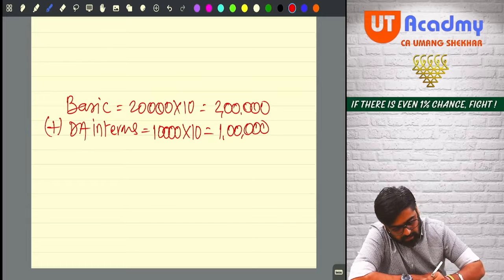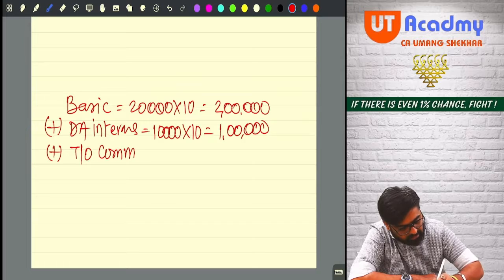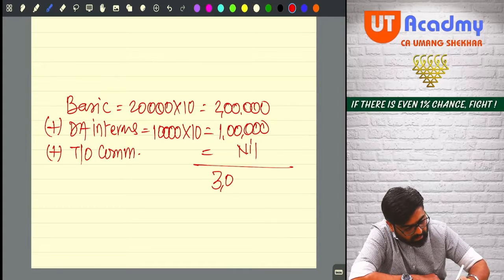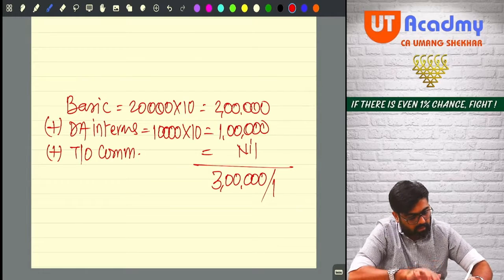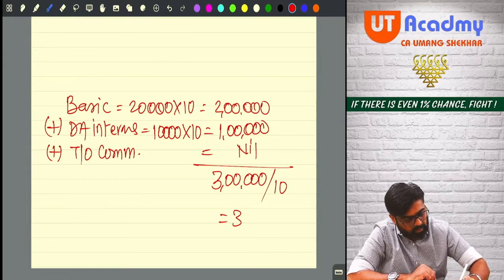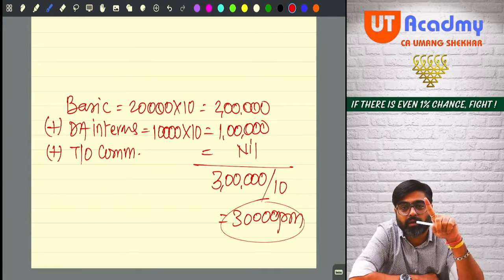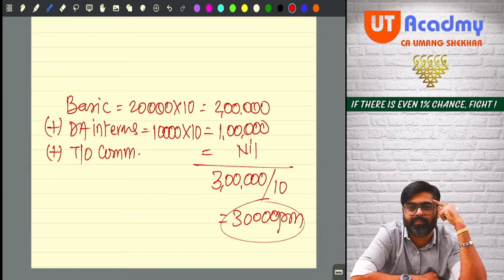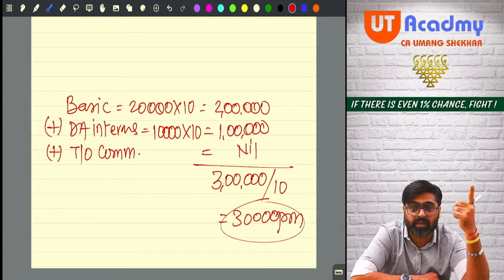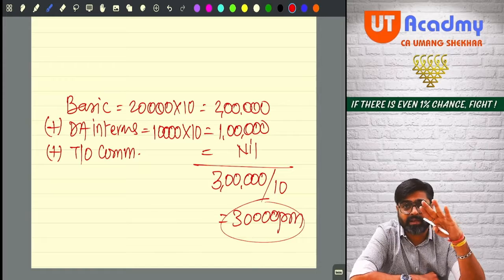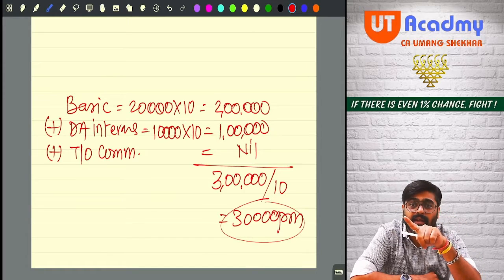Now what was the turnover commission? We read the entire question. Was there any turnover commission? The answer is no. There was no turnover commission. So do I have the 10 month salary now? It was 3 lakh rupees. Now 3 lakh divided by 10, I will get 30,000 per month as average salary. And they would have got average salary of 20,000 only, because as per them, DA is not in terms. But as per my understanding, it is DA in terms.